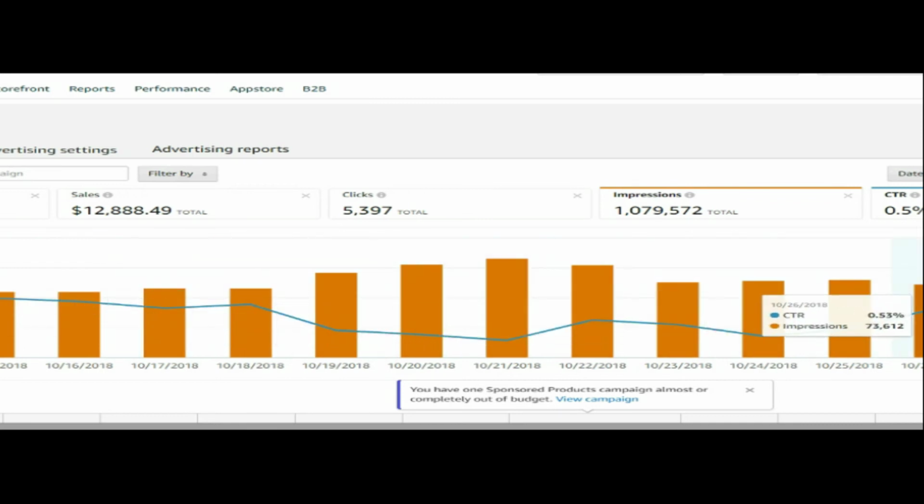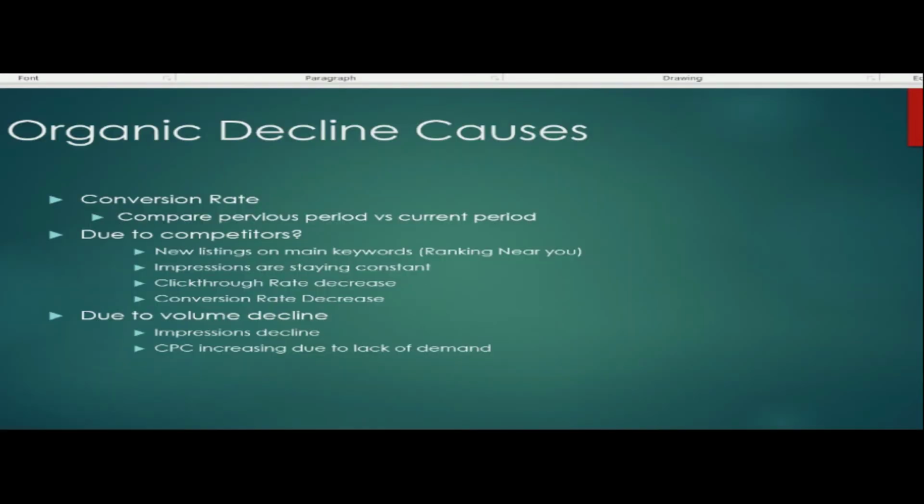So if we're looking at this, we're looking at a decline in click-through rate. If we go back to our cheat sheet here, you can see a click-through rate decrease could mean competitors. So then we want to go look at those listings again, look at our main keywords. Is there anybody ranking near us? And that could also be caused by lower reviews.